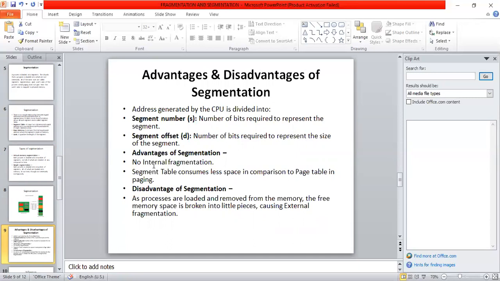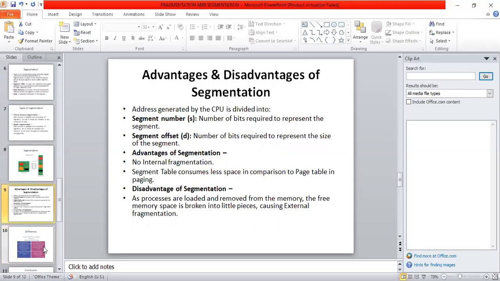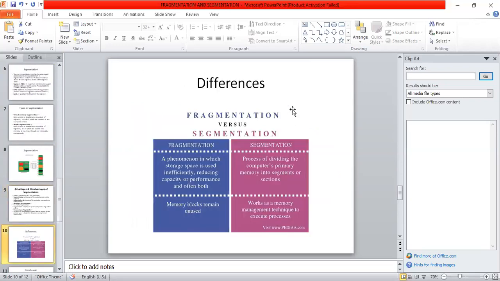Disadvantages: external fragmentation is a result of segmentation. It is difficult to allocate contiguous memory to variable size partitions, and the memory management algorithms used in segmentation are a bit costly. Now, the difference between fragmentation and segmentation.